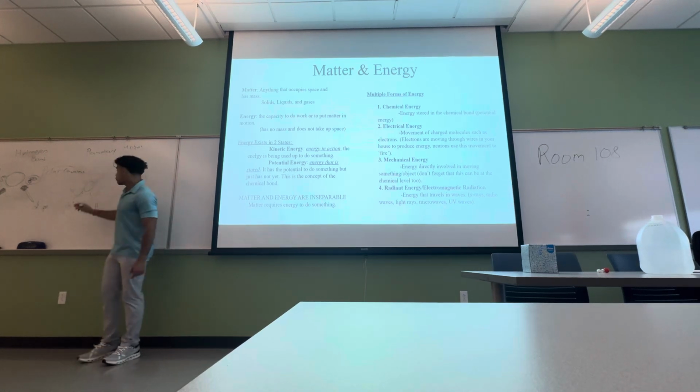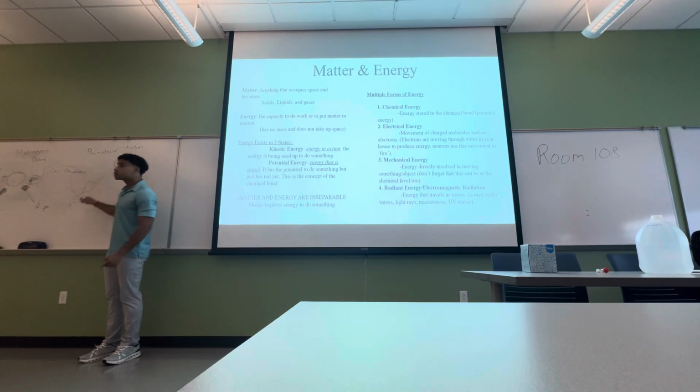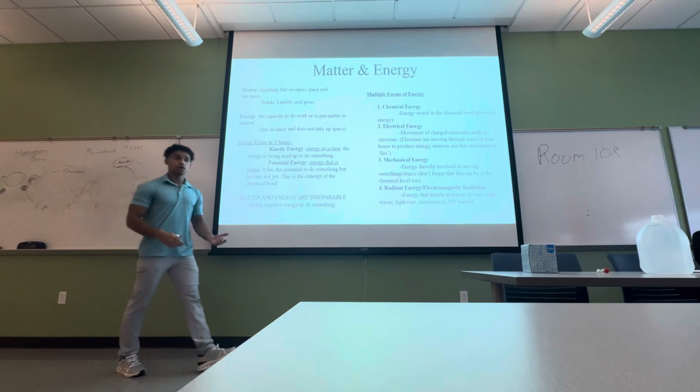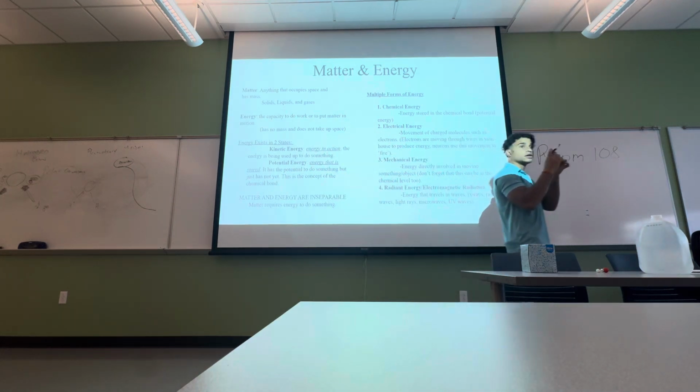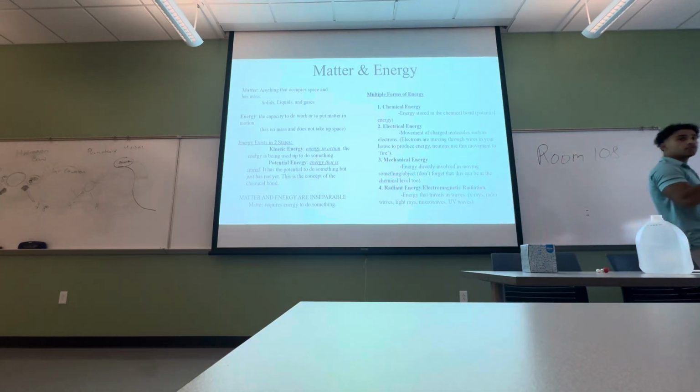So a perfect example of potential energy is the chemical bond. The chemical bond is holding the electrons there in place. And once you break a bond, the electrons go. Then it becomes kinetic energy. So the chemical bond is probably a perfect example of potential energy. But one thing you have to understand, just like I said, you can't move an object without energy. Matter and energy are inseparable. Matter requires energy to do something.